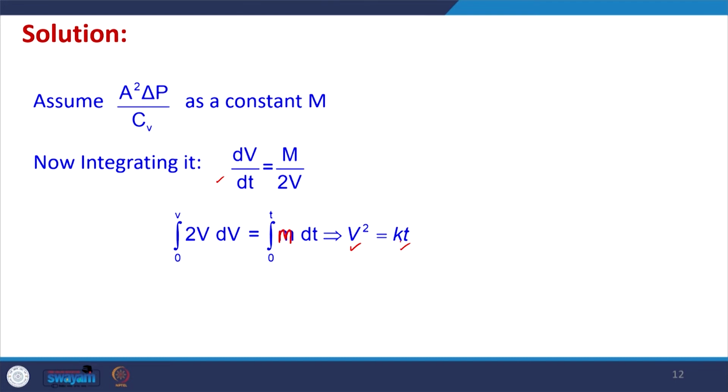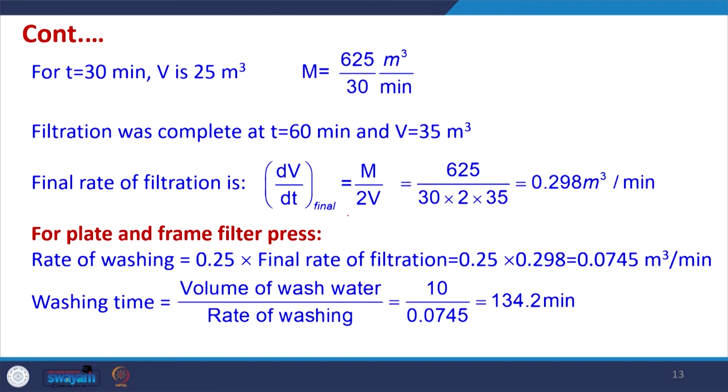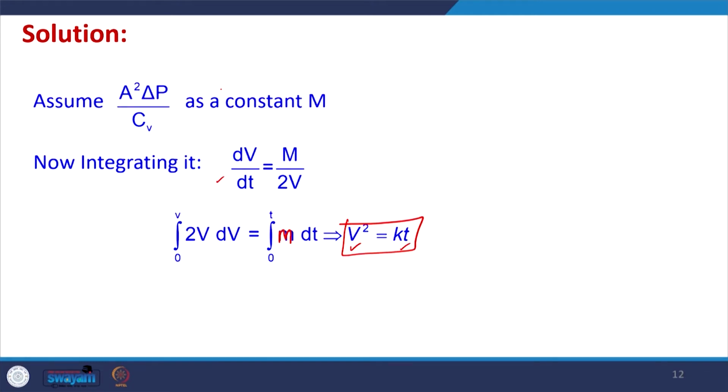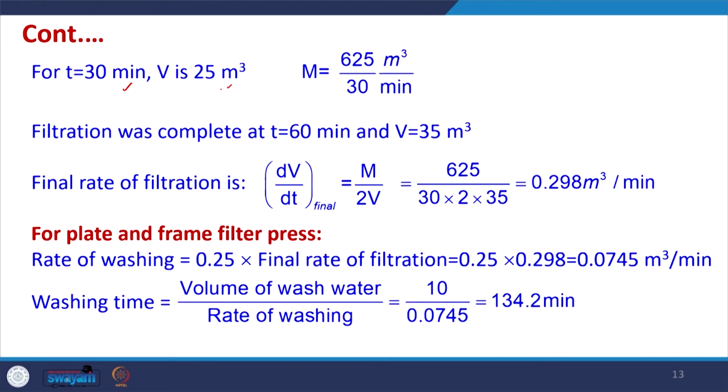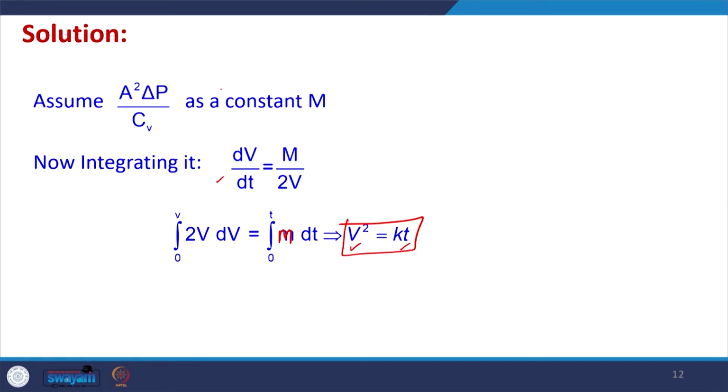So, this is the basic equation that we will be getting, and from this basic equation we can use the data which is already being given. So, for t is equal to 30 minutes, v has been given as 25 meter cube. So, this is the first data. So, we can use it in this particular equation to cross check what is the value of m, which is the constant.